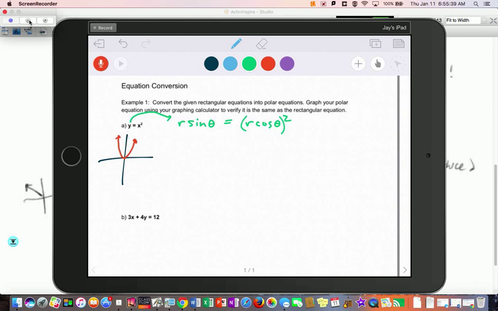We have r sine of theta. I'm going to go ahead and multiply this out. So the r and the cosine both get squared. Now when you're solving for a variable, they all have to be on one side of the equation. So I need to subtract the r squared cosine squared to the other side. And because they both have an r, I can factor it out. Leaves behind the sine of theta. One of the r's stays there.